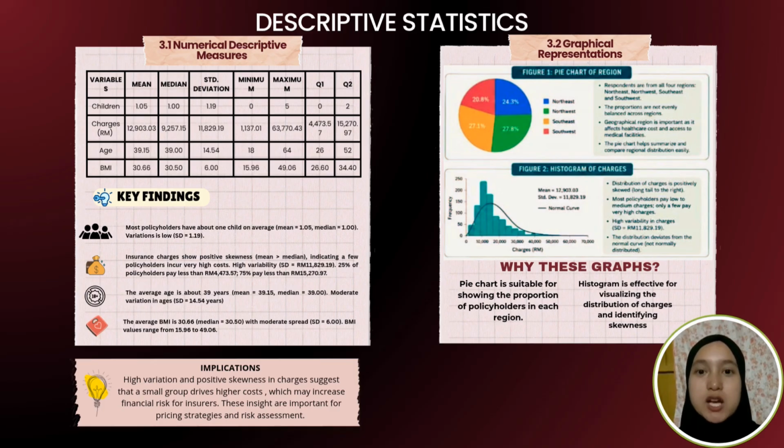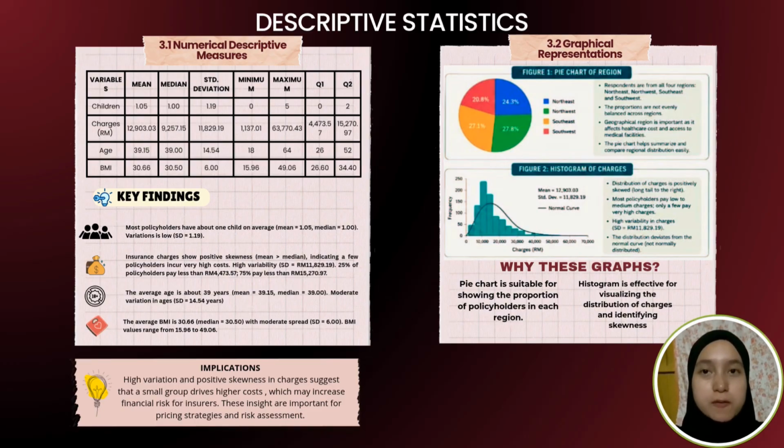The implication: the high variability and positive skewness in insurance charges suggest that a small group of policyholders contribute disproportionately to very high costs. These situations may increase the financial risk faced by insurance providers. These findings are important for developing effective pricing strategy, risk assessment, and cost management policy within the insurance industry.